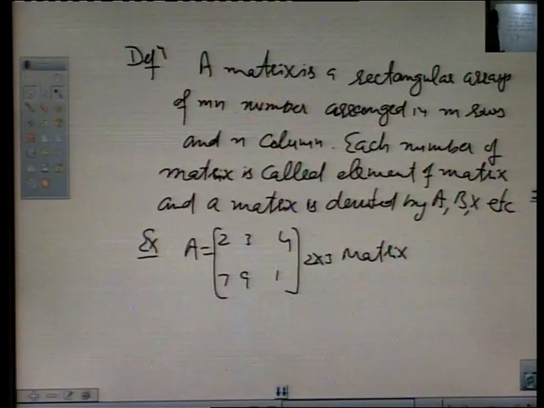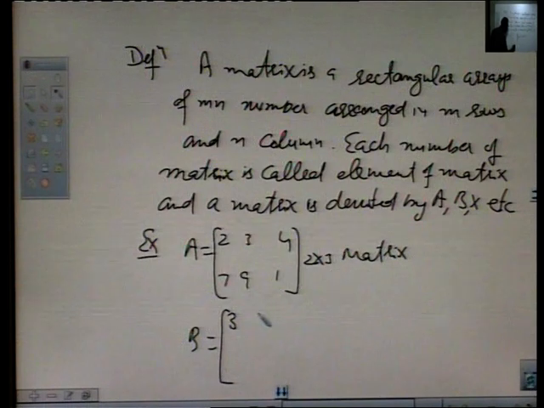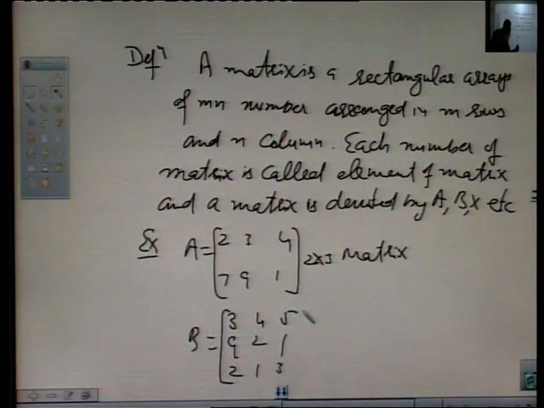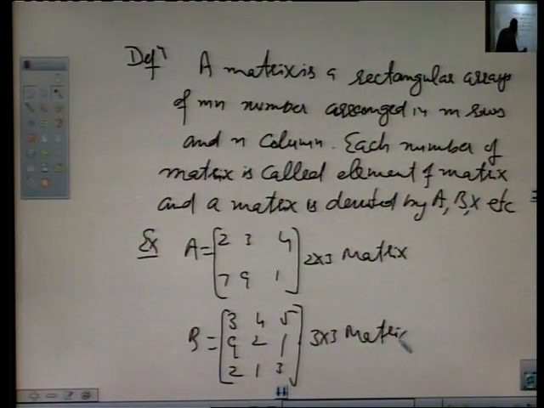This is a 2 cross 3 matrix, and second is 3, 4, 5, 9, 2, 1, 2, 1 and 3 is a 3 cross 3 matrix. This matrix has 3 rows and 3 columns. First row, second row and third row. First column, second column and third column.